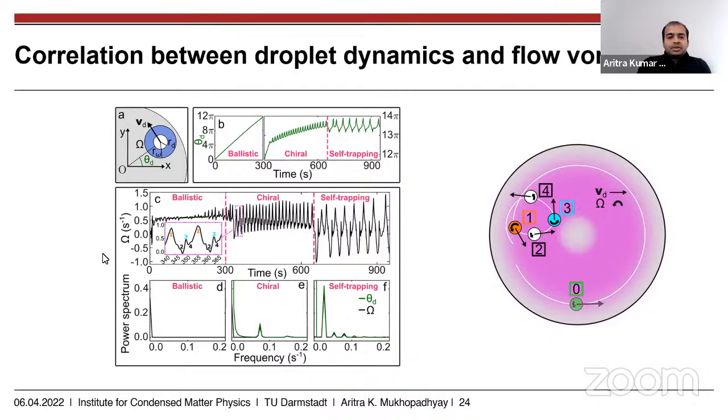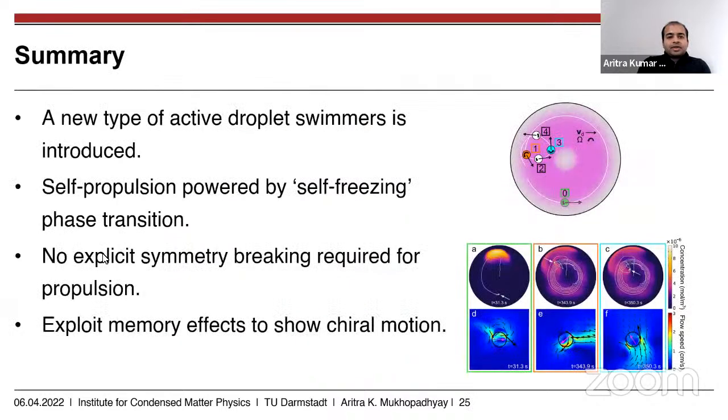So in a nutshell, to summarize, we have introduced a new type of droplet swimmer, which can show self-propulsion due to the self-freezing at the boundary. We don't require any explicit symmetry breaking for this self-propulsion to occur. And this is powered by spontaneous symmetry breaking due to the Marangoni stresses at the interface. And this droplet can exploit the memory effects due to the old polymer trails, which it itself generates, to transition into chiral motion from a ballistic one.